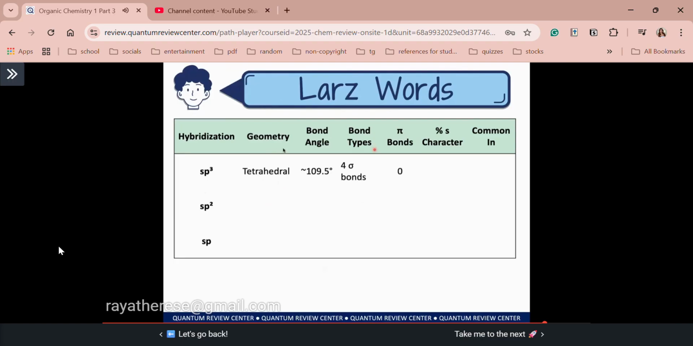Class, I would like to point out that the pi bonds will originate from your unhybridized p orbitals. For sp3, we do not have those unhybridized p orbitals. Okay? Class, lastly, percent S character, how much? Again, 25%, and this is common for your single bonded functional groups such as alkanes, alcohols, and amines.